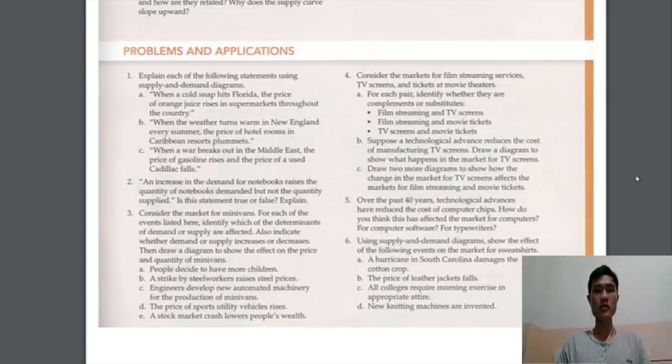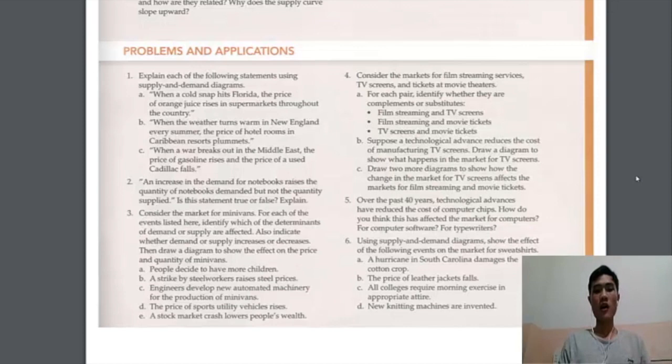The statement number 2: when the weather turns warm in New England every summer, the price of hotel rooms in Caribbean resorts plummets. Because New England and the Caribbean are different places, the visitors will go to New England or the Caribbean. So when the weather turns warm in New England every summer, more visitors will come to New England than the Caribbean. So this makes the number of visitors coming to the Caribbean reduce.